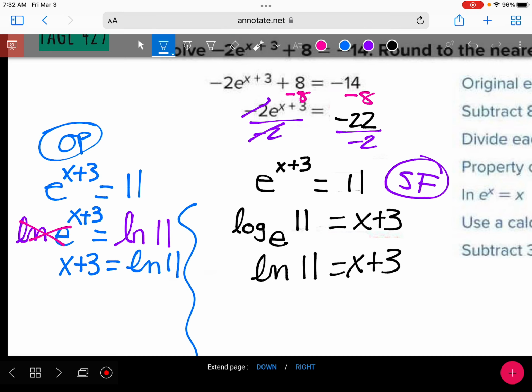What do I do next in order to get my x by itself? On either one of these, how do I get the x by itself? Subtract 3.